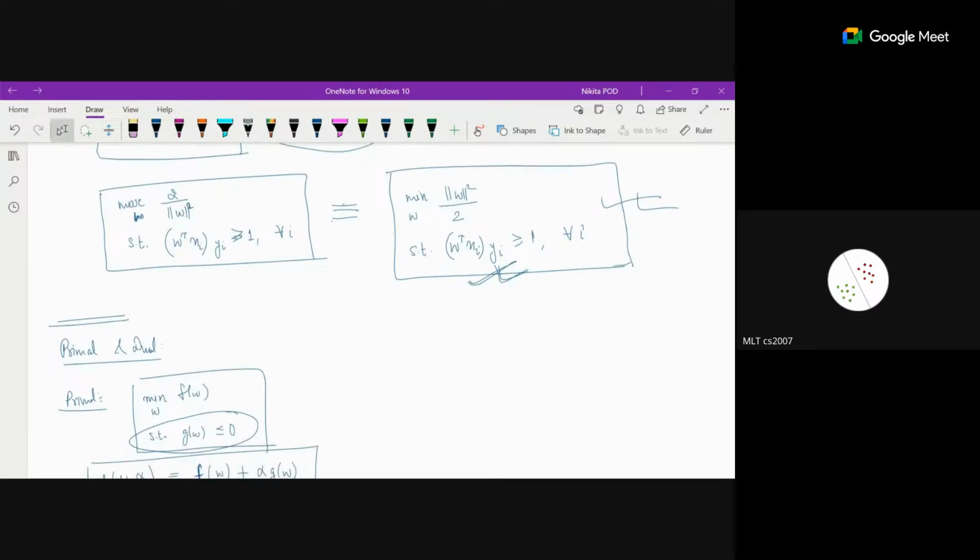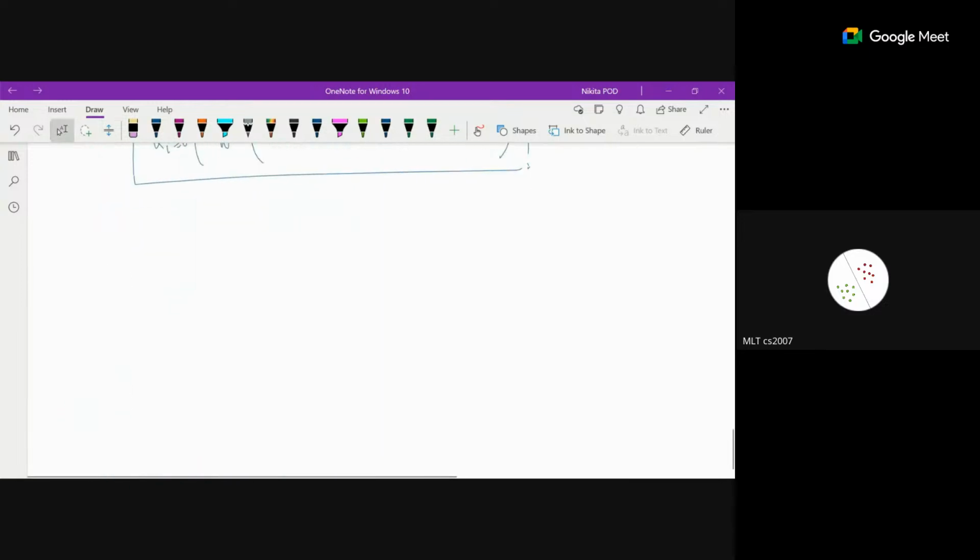So we go back. Now my problem was min over norm of W square by 2, subject to the constraint W transpose Xi Yi is greater than or equal to 1 for every i. Right? Now, I know that this is linear, right? So this will also be convex, and I know this is quadratic, so this is also going to be convex.